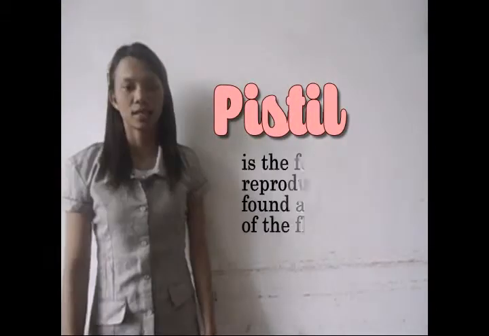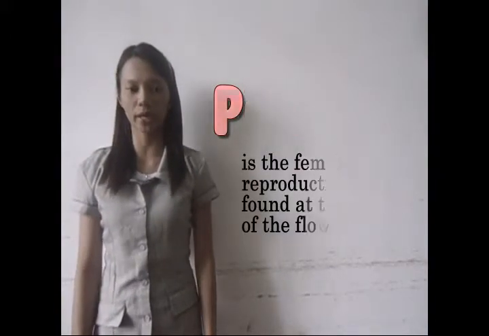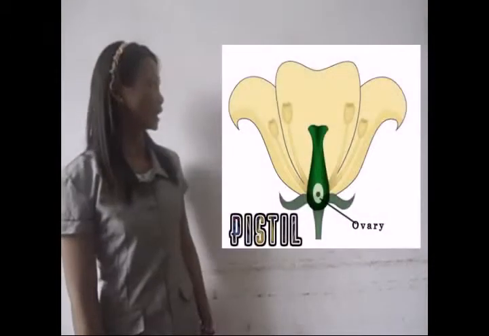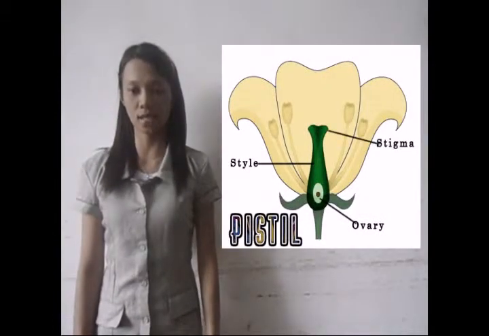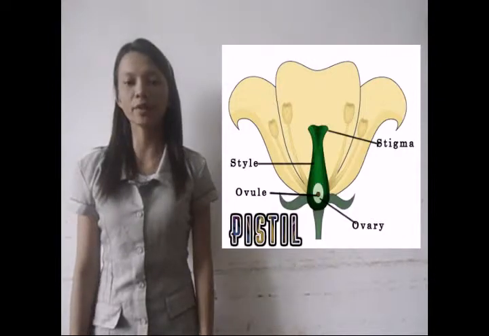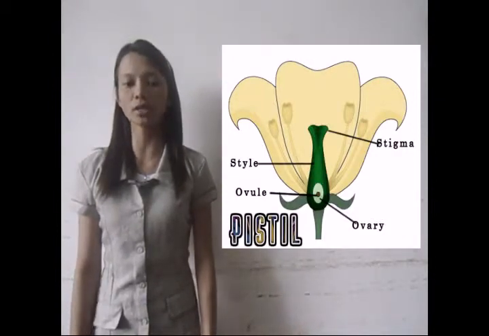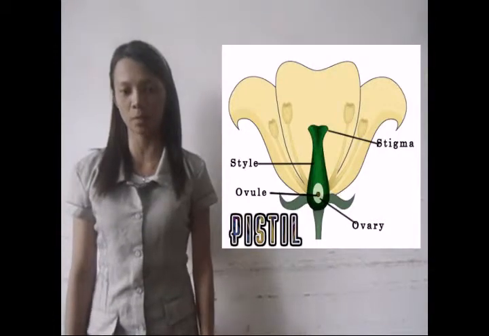The pistil is the female reproductive organ found at the center of the flower. It consists of the ovary, style, and stigma. An egg cell is formed in the ovule. The ovules after fertilization will develop into seeds, and the ovaries surrounding it become the fruit in most plants.